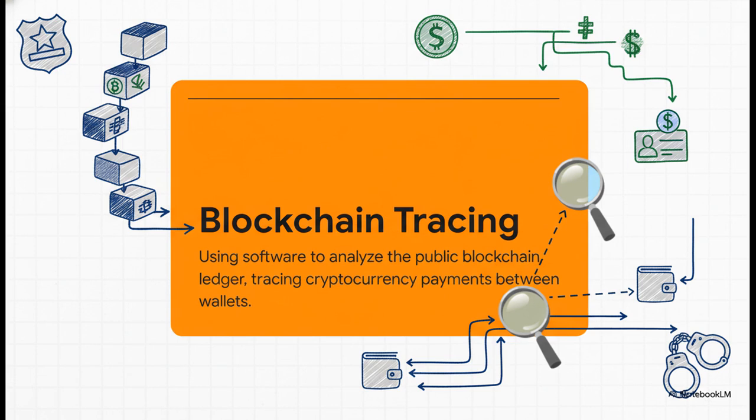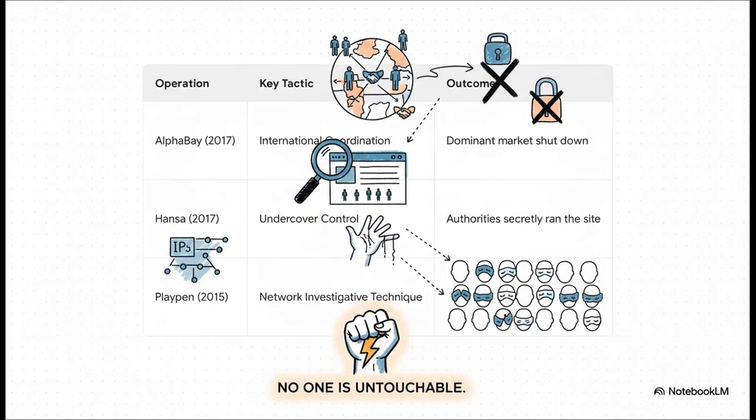And what about the money? Cryptocurrencies like Bitcoin are often thought of as untraceable, but that's a myth. Every single transaction is recorded on a public ledger called the blockchain, and using powerful analysis software, investigators can follow the money. They trace illicit payments as they move from wallet to wallet, until eventually they land in a crypto exchange where a user might have had to provide real ID to cash out. Game over.